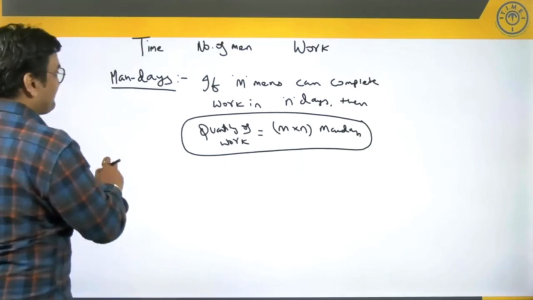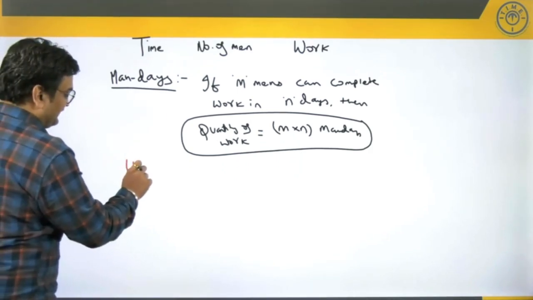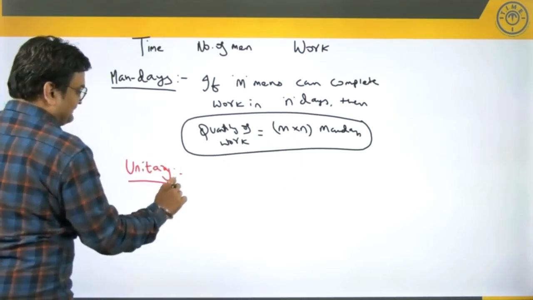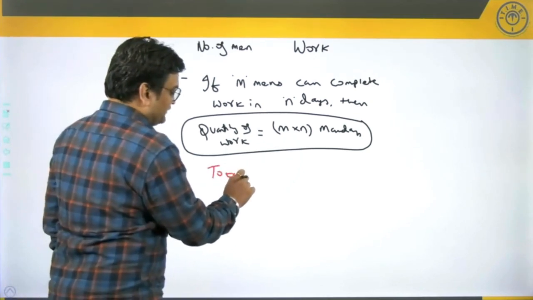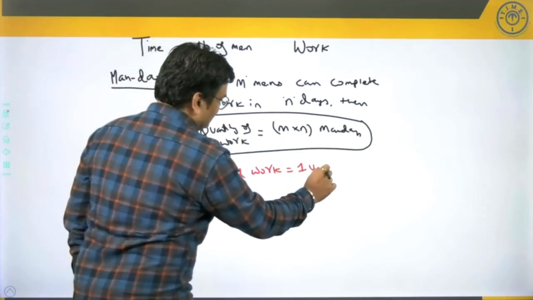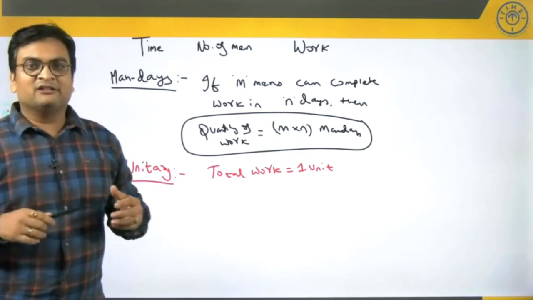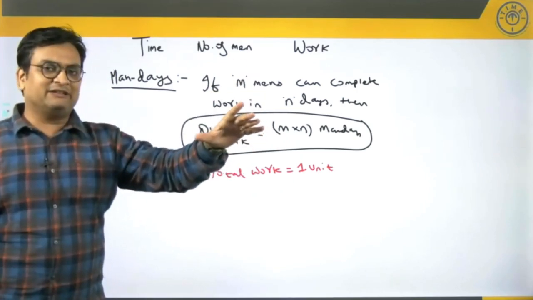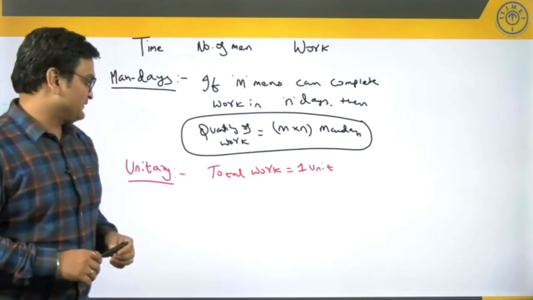Second is, the work can be quantified in this second way, which is called the unitary approach. So, in unitary approach, what we do is the total quantity of work, we simply take it as 1 unit. Now, that work could be assembling 100 pens, it could be building 4 bridges, any work, we will simply call it 1 unit, right. That entire work is 1 unit, we will say.